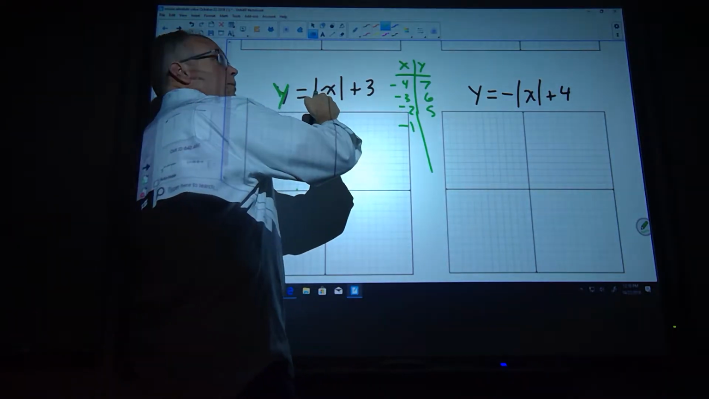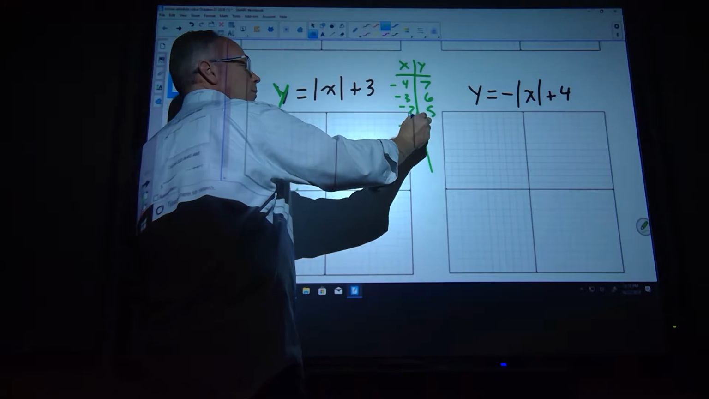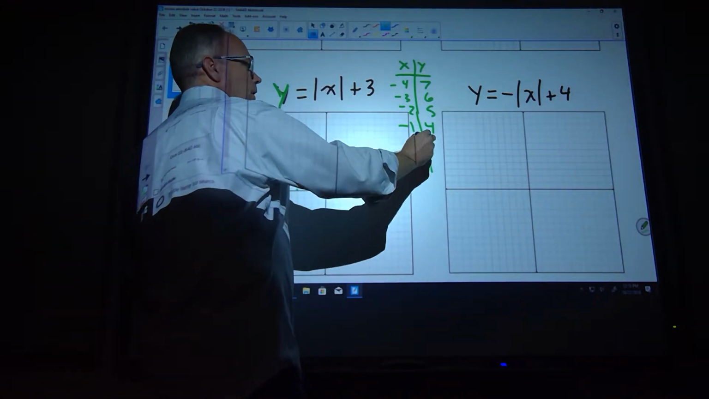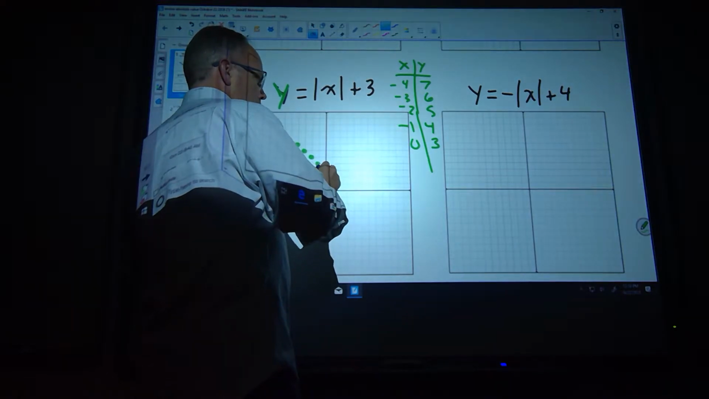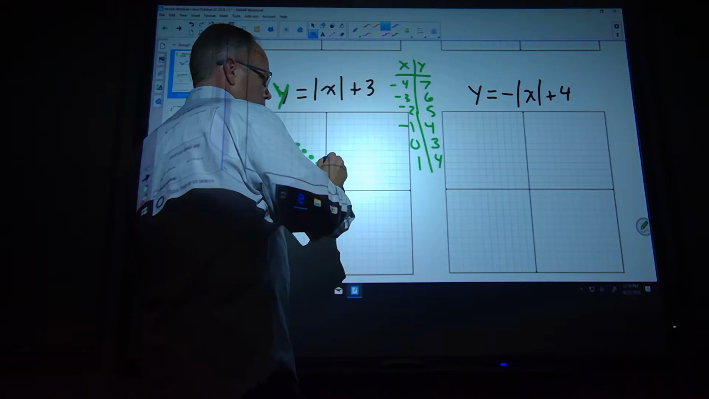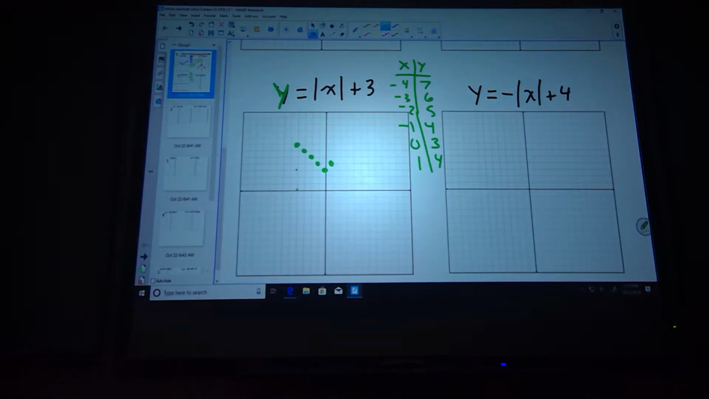I plug -1 in, absolute value of -1 is 1. That's going to be 4. Plug 0 in, that's 3. Plug 1 in, that's 4. What did I just find? Turning point. Found the turning point.